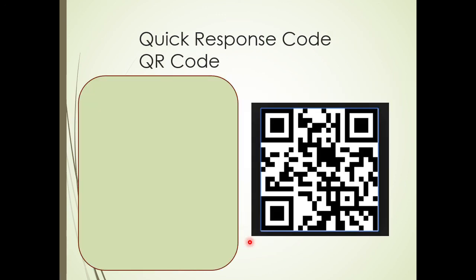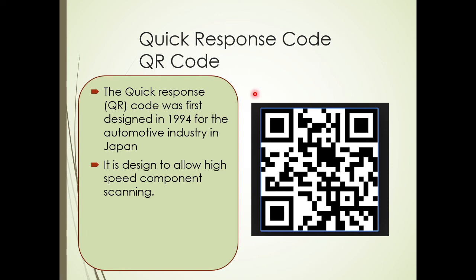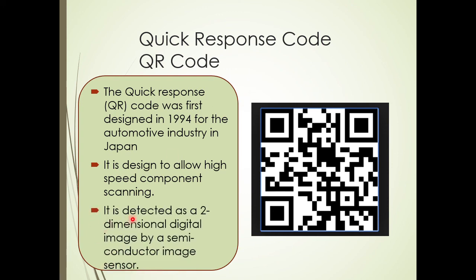Last but not the least is a more complicated product tag known as the QR code. Instead of using numbers, we use a picture for our product tags. This was invented in 1994 for the automotive industry in Japan, and it is designed to allow high-speed component scanning. So this is an improvement of the UPC 12 and UPC 13, and it is detected as a two-dimensional digital image by a semiconductor image sensor.